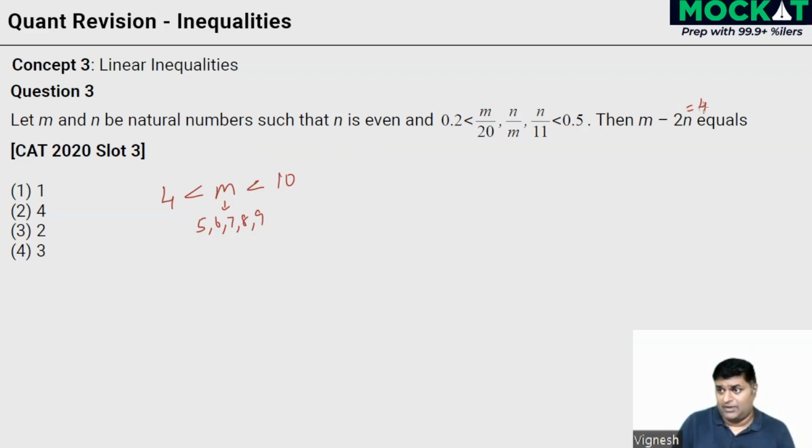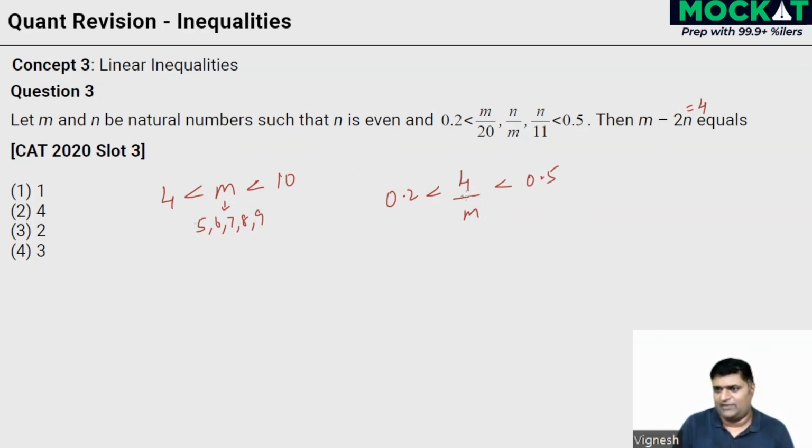n by m. But I know the n's value, which is 4. So I can say that 4 by m is going to be between 0.2 and 0.5, right? Only one value is possible. It's difficult for it to be somewhere in between. Take the two extremes and see which one satisfies.